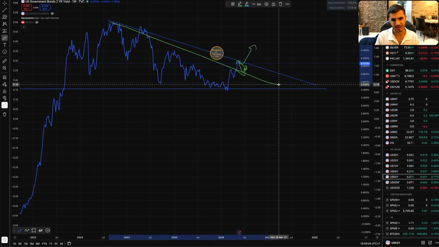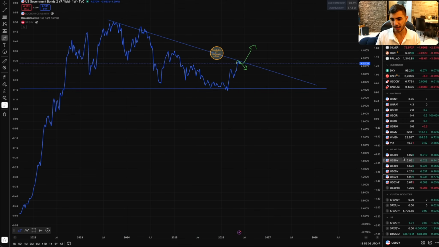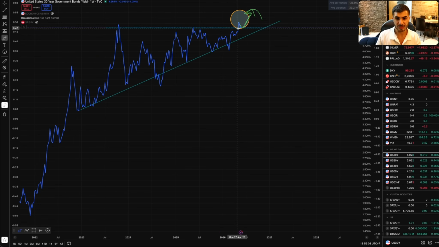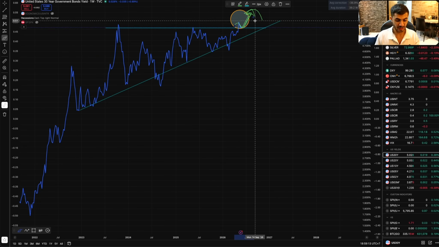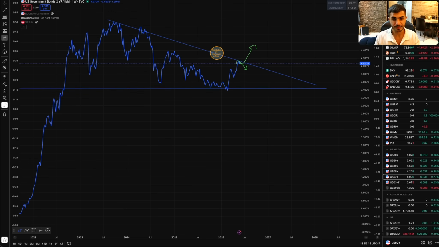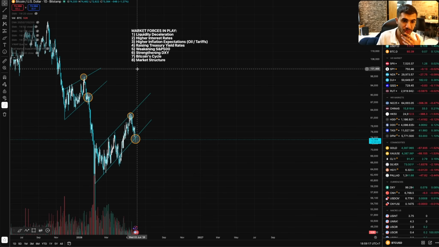And right now we're testing that major resistance line. Similar to the 30-year, we're actually retesting the previous resistance as support, and that is a dangerous structure being played out here. Let's go to the next one.